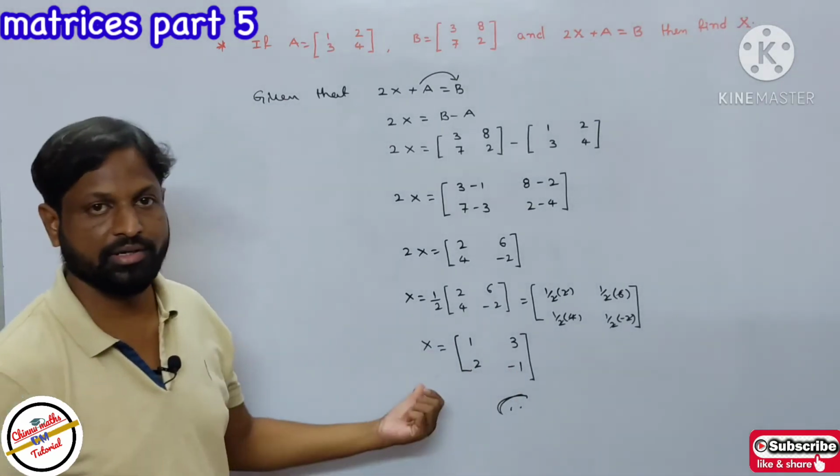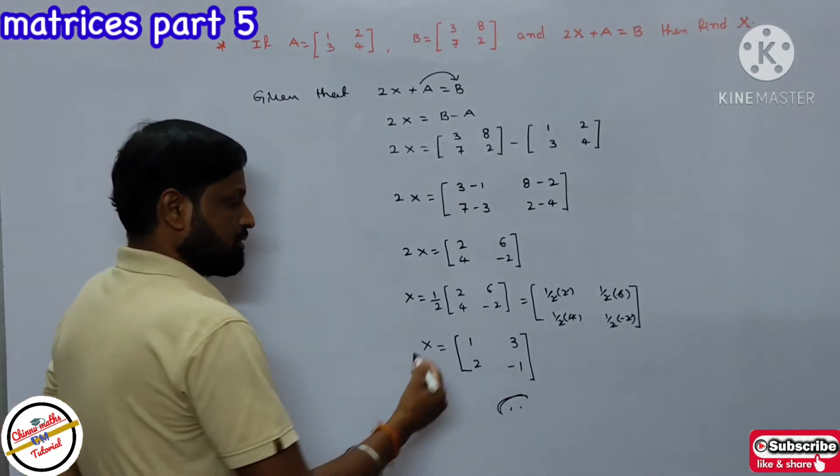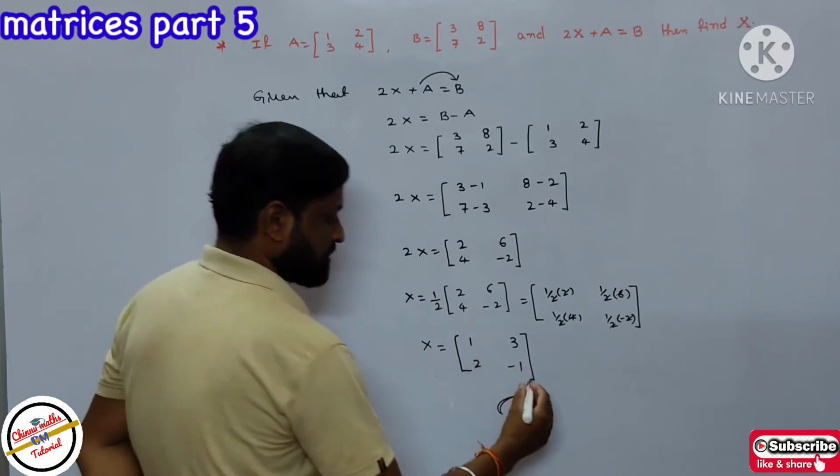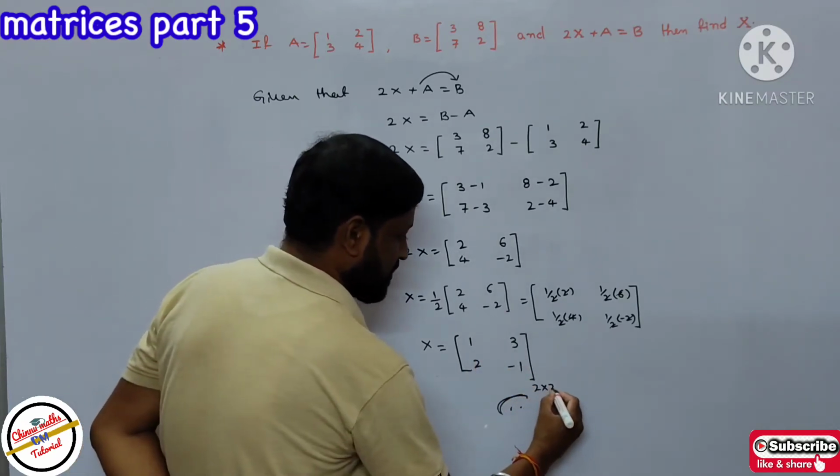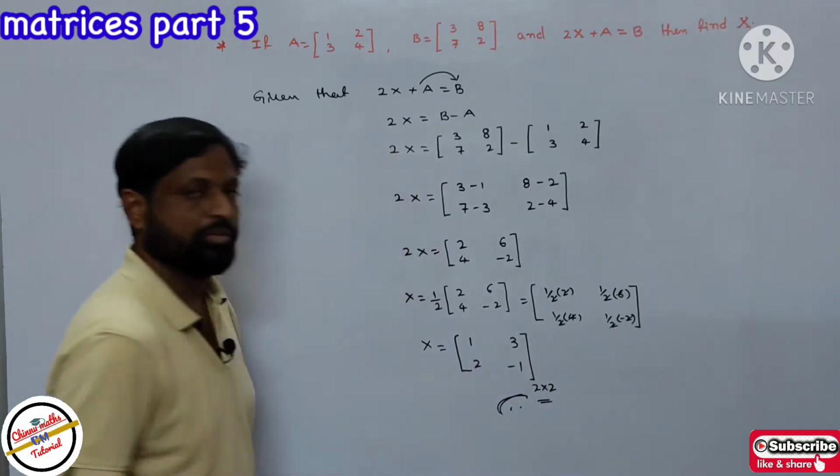What is the order of the matrix X? It has 2 rows and 2 columns. So that means the order of the matrix X equals 2 by 2.